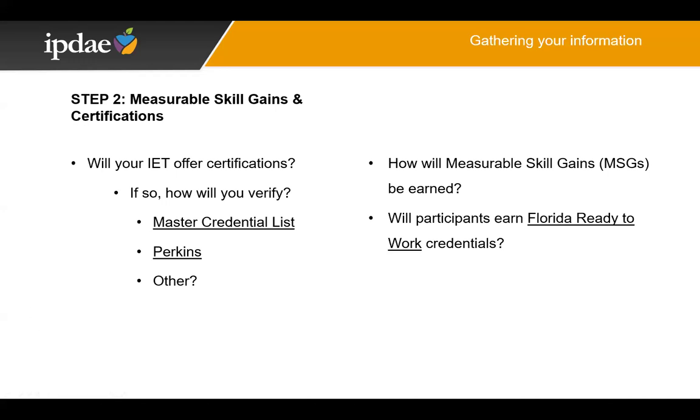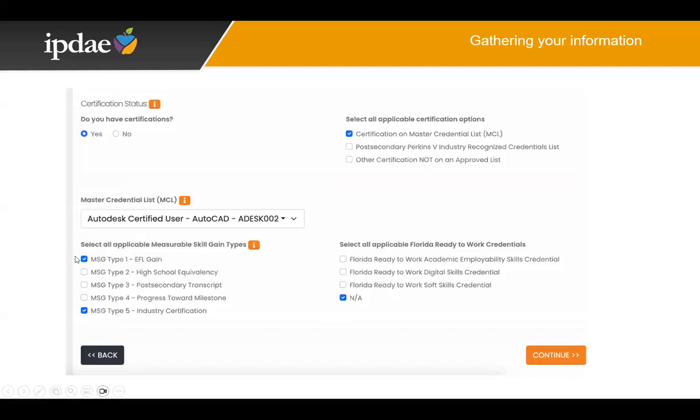Okay, so next you need to consider what MSGs, or measurable skill gains, your students might earn in your IET. And then finally, will you use Ready to Work to have your students earn credentials? This is also linked in my presentation, so if you want to find out more about Florida Ready to Work and what it has to offer. Okay, so let's take a look at what it looks like in the application.